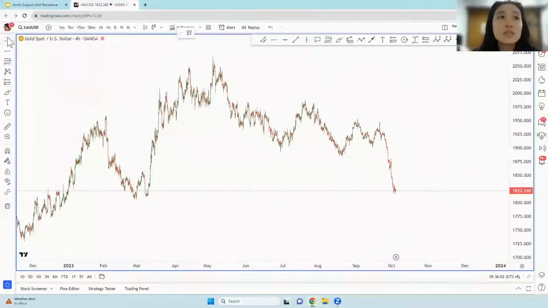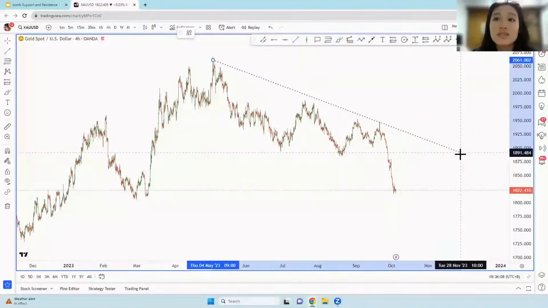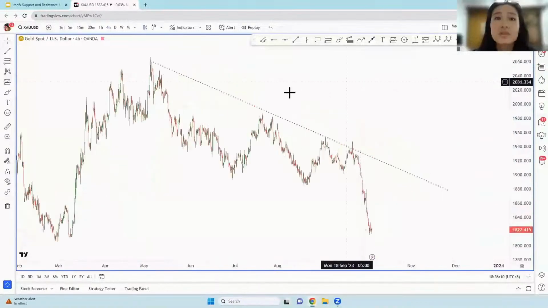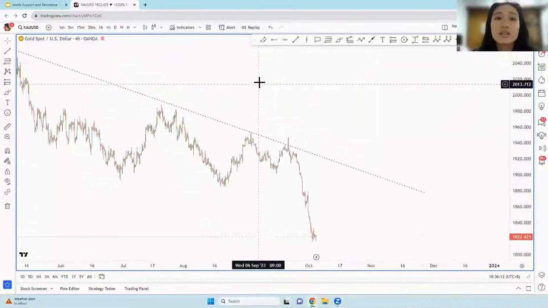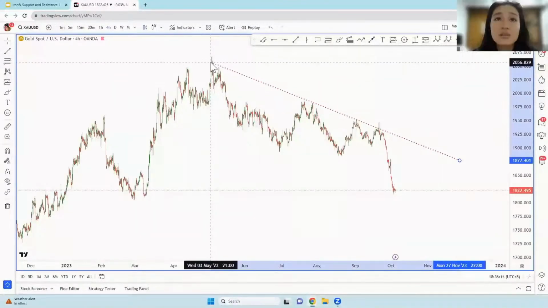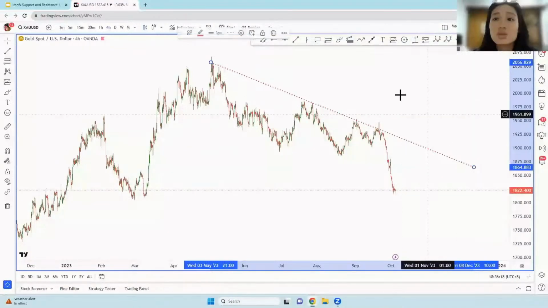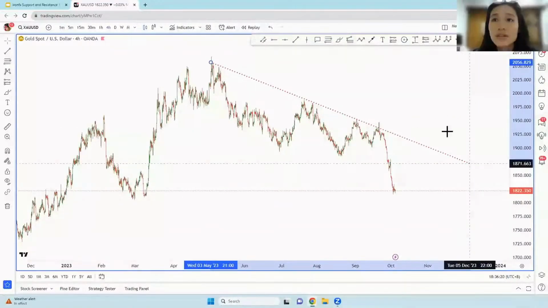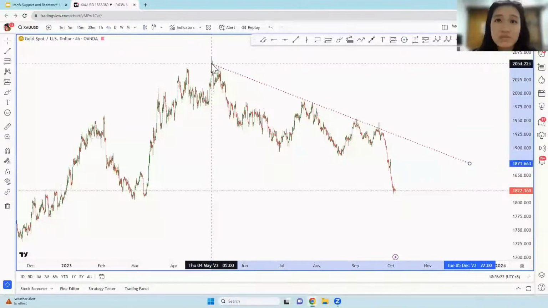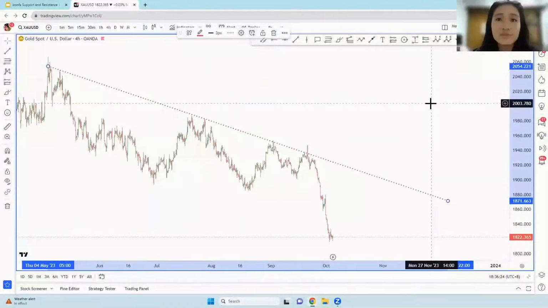Let's see. We're gonna start off by identifying the trend. So we can all agree that this is a descending trend line, or rather a downtrend. Now I'm gonna see if I can find any graphical analysis to support that. So I kind of have a descending trend line here.